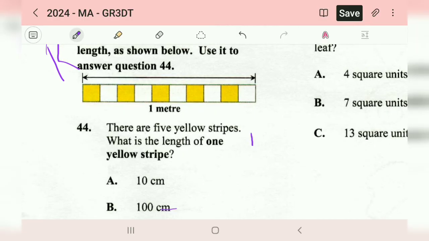So you now have to know how many centimeters make a meter, because it says this is 1 meter. So this is like a meter rule, which means that it's going to be what?